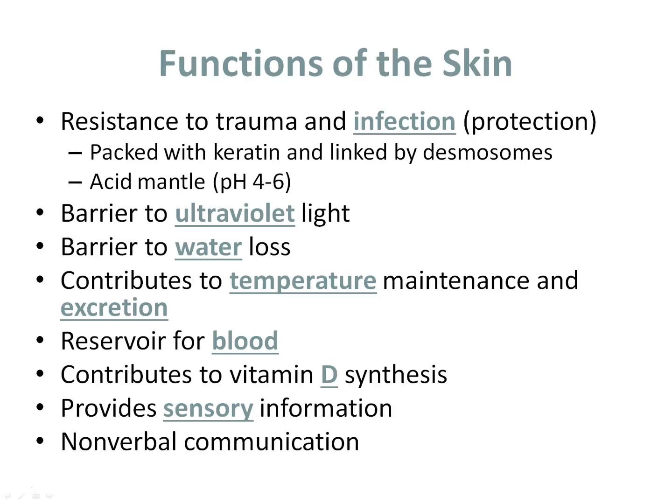The functions of the skin are to resist trauma and infection. Oftentimes these two things are lumped together into a protection category. Skin is packed with keratin and linked by desmosomes. So the very top layer of our stratified squamous epithelial cells is keratinized and linked by very strong connections called desmosomes. We also have an acid mantle. The pH of our skin is between 4 and 6, which is slightly lower than the rest of our body. That makes it more acidic, which makes it harder for things like bacteria to grow on it.